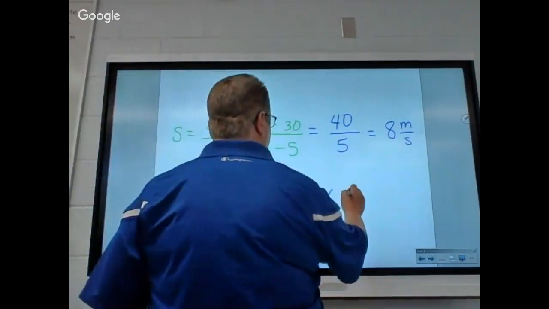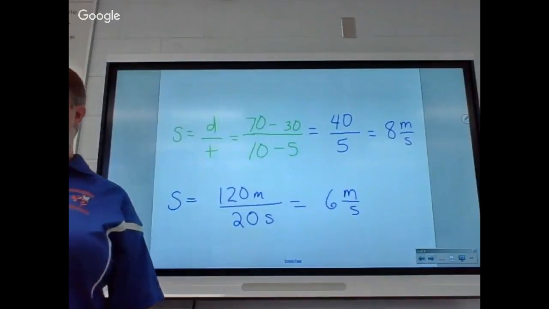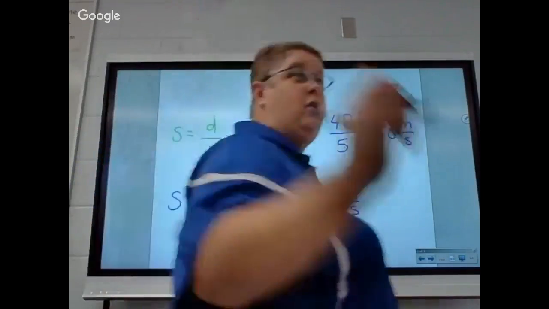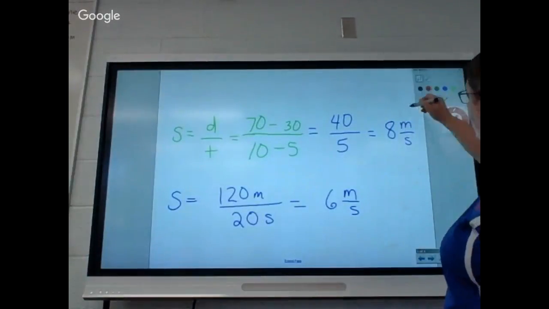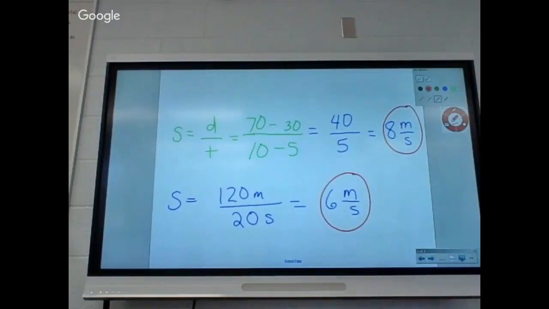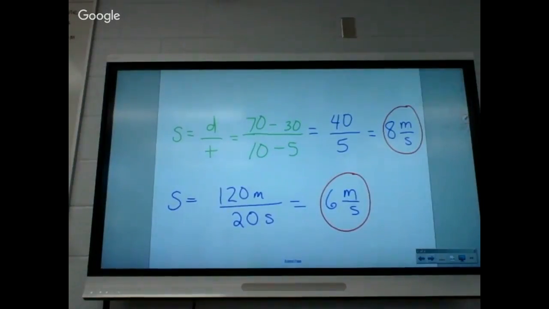6. Now, the next question asks you if this is constant speed or average speed. How do you know the answer? Constant is a straight line. Okay, you could graph it, or you could look at your 2 answers. What can you tell me about this speed and this speed? They're different. So if those speeds are different, what do you know? It's average speed. Okay? Questions about that?